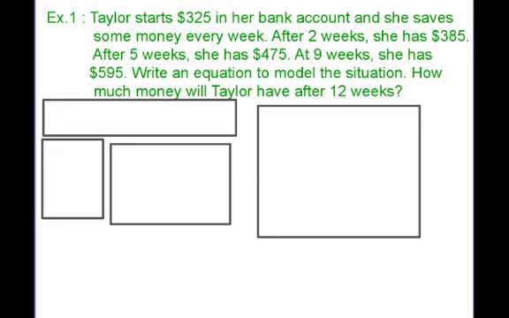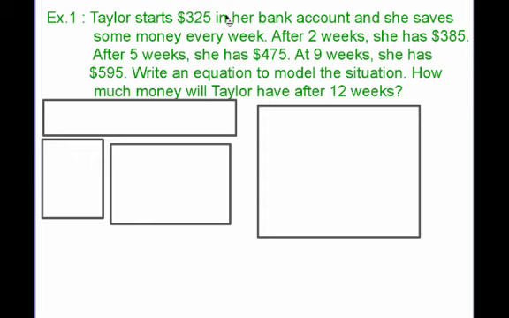Example 1 says Taylor starts with $325 in her bank account and she saves some money every week. After 2 weeks, she has $385. After 5 weeks, she has $475. At 9 weeks, she has $595. Write an equation to model the situation, and then how much money will Taylor have after 12 weeks?